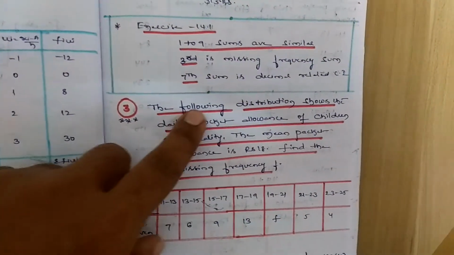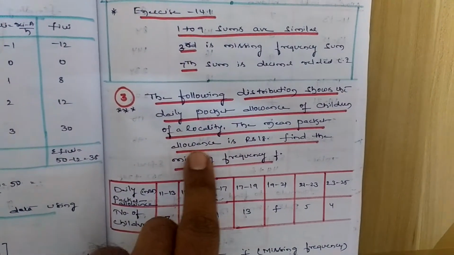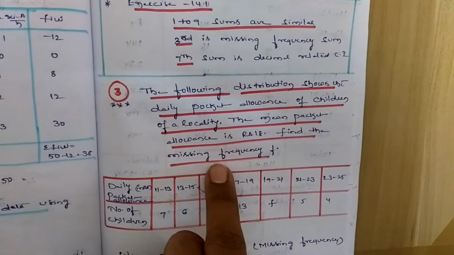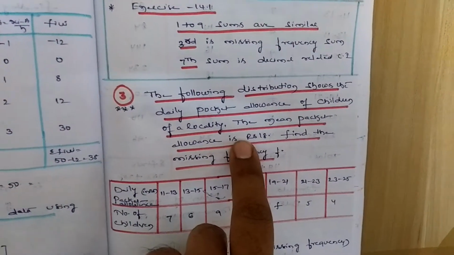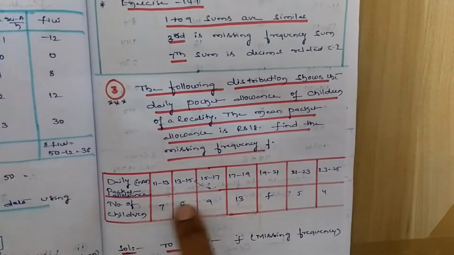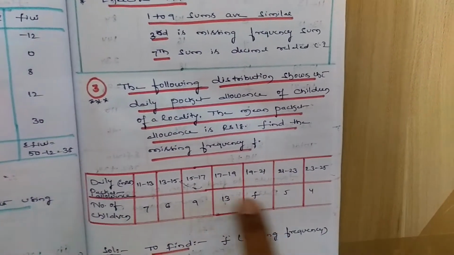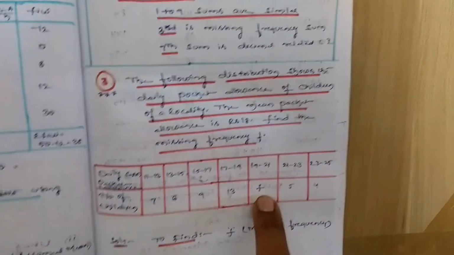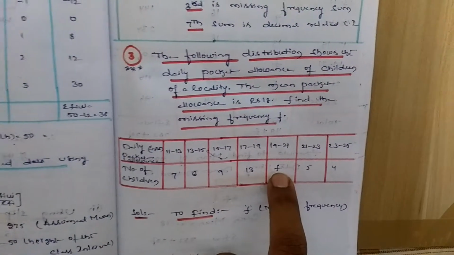See here, what is the third question? The following distribution shows the daily pocket allowance of the children of a locality. The mean pocket allowance is rupees 18. Find the missing frequency. Here in the given question they gave the mean already. We have to find the missing observation in the frequency column. The class intervals and the frequencies are given, and one observation is missing in the frequency column. We have to find that frequency.